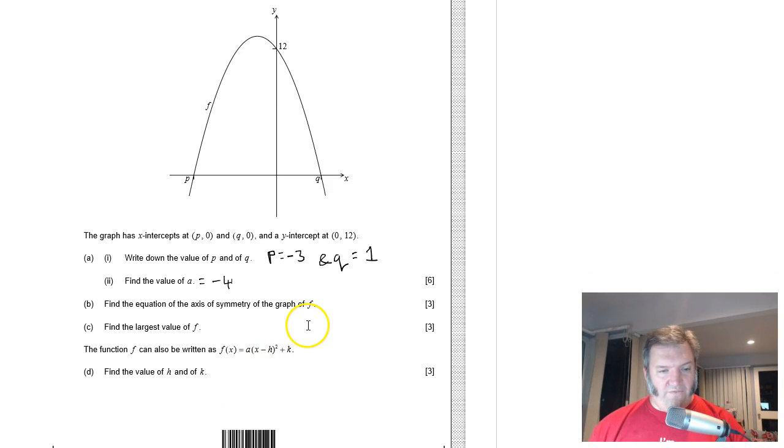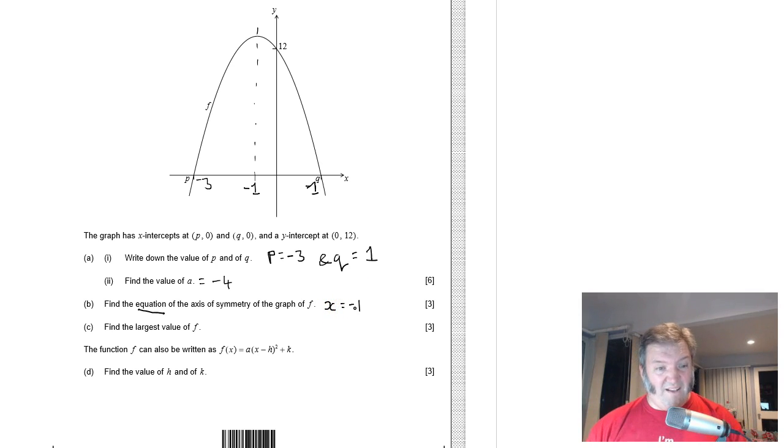Find the equation of the axis of symmetry of the graph. Axis of symmetry, where does it fall? It falls through the x-coordinate, the turning point. What do we know about quadratics? They're symmetric. If this point is -3, that point is +1. Writing the answer down a little bit early. Then this axis of symmetry is -1. Read it carefully. The equation of the axis of symmetry. So the equation is x equals -1.